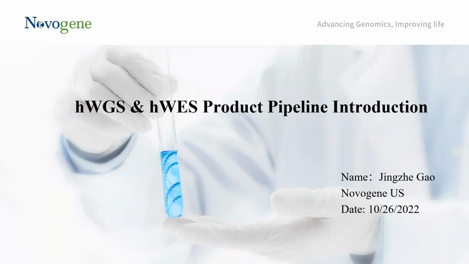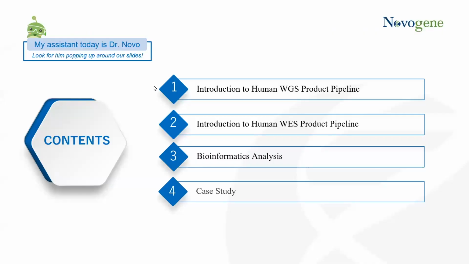Today, I'll give you an introduction of our human hWGS and human hWES product pipeline. This webinar contains 4 parts. I'll start by introducing the human hWGS product pipeline, followed by human hWES, then bioinformatic analysis. Finally, I'll give you 2 case studies to demonstrate how our products can benefit your research.